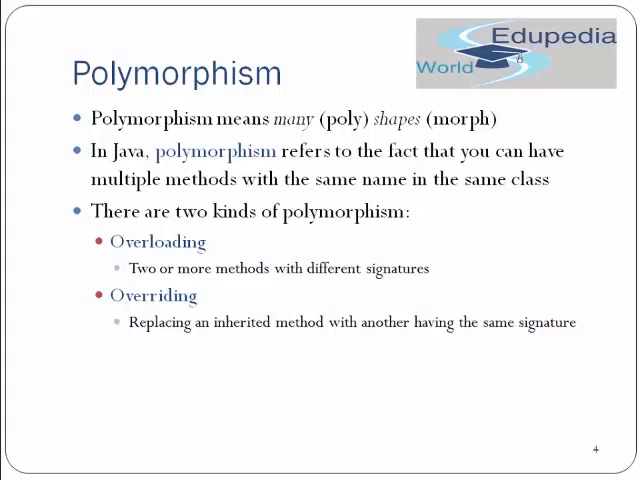Overloading means two or more methods with different signatures, and overriding means replacing an inherited method with another having the same signature. So in overloading, the name of the method is the same, but the signature is different, like the number of arguments is different. But in overriding, everything, the name of the method and the signature, is exactly the same. So we are actually replacing the same method in another class.